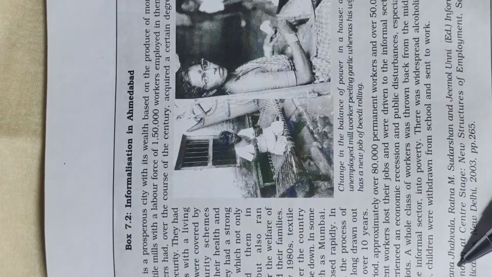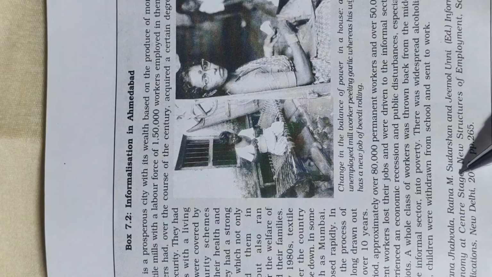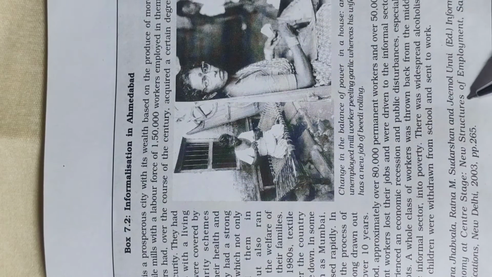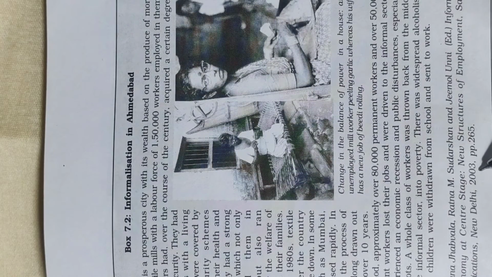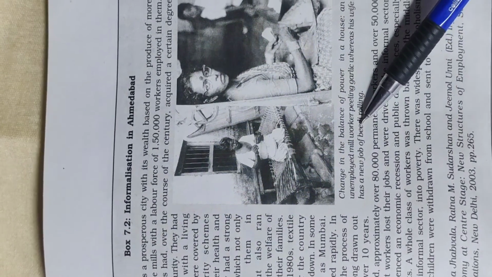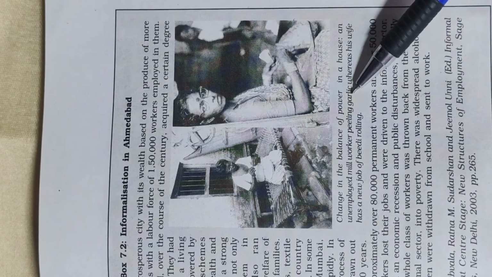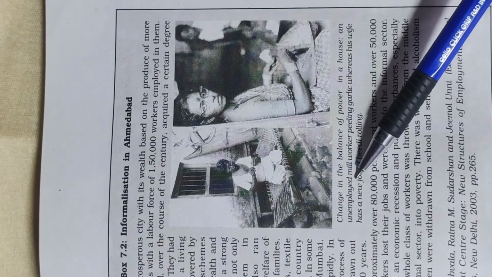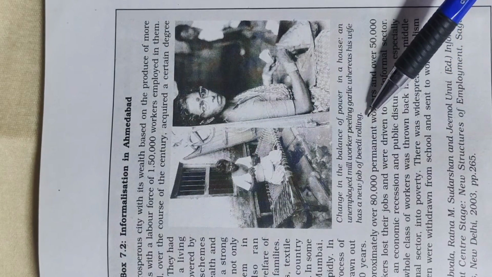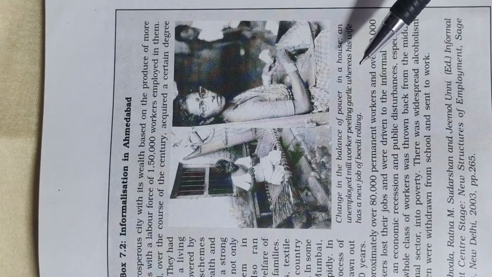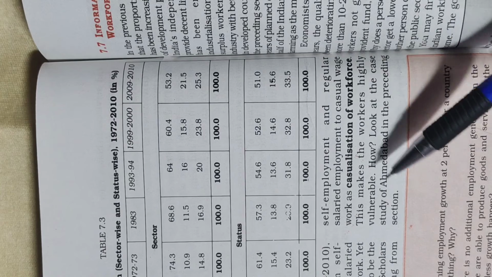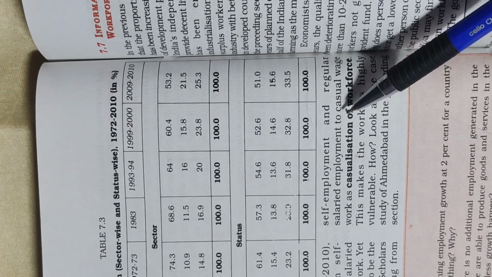So this is a source from Renana Jhabwala, Ratna M. Sudarshan and Jeemol Unni. Editorial: Informal Economy at Center Stage, New Structures of Employment, Sage Publications, New Delhi, 2003, page 265. And look at the picture that is shown here. The caption given is change in the balance of power in a house. An unemployed mill worker peeling garlic, whereas his wife has a new job of beedi rolling. So that's the sad state of affairs, and that is known as casualization of workforce. That is moving from self-employment and regular salaried employment to casual workforce.